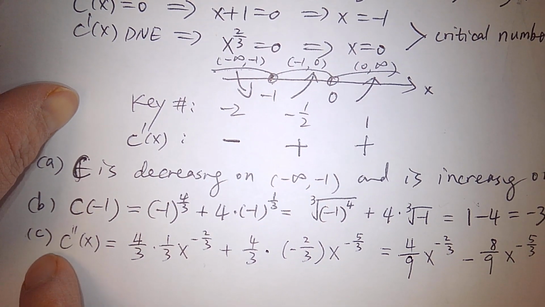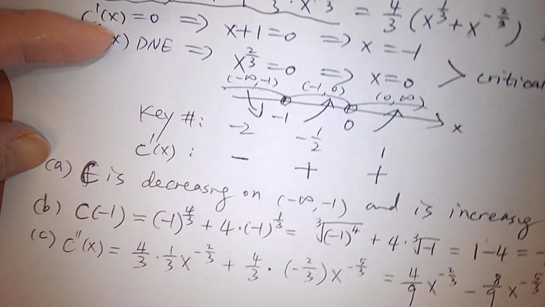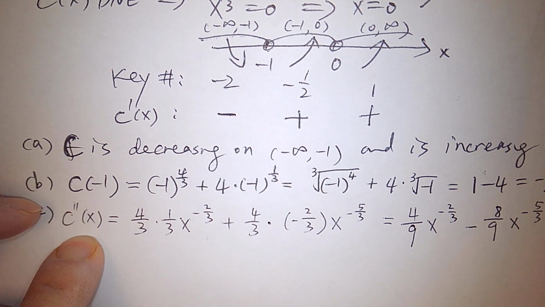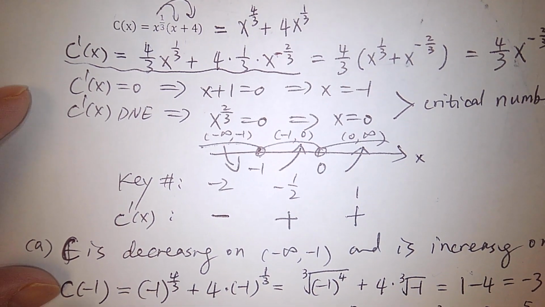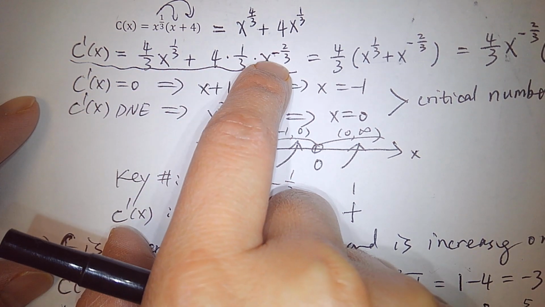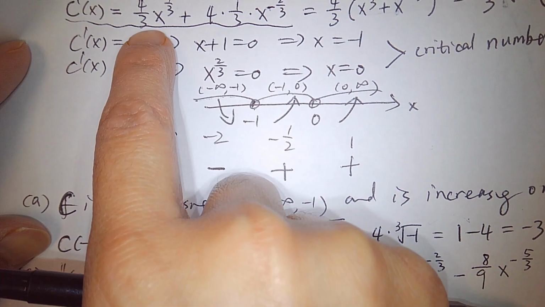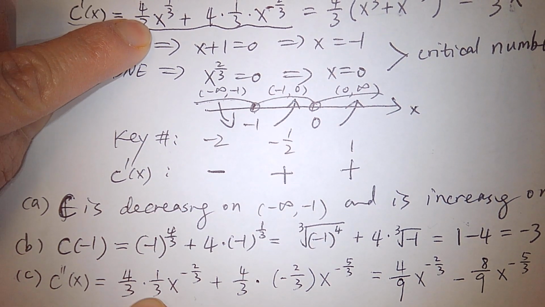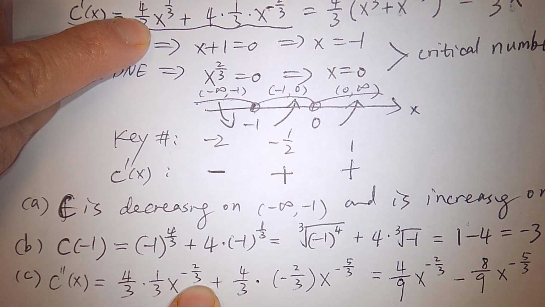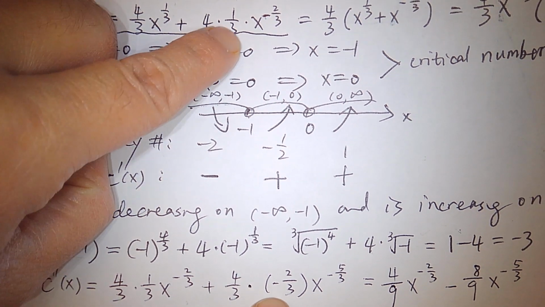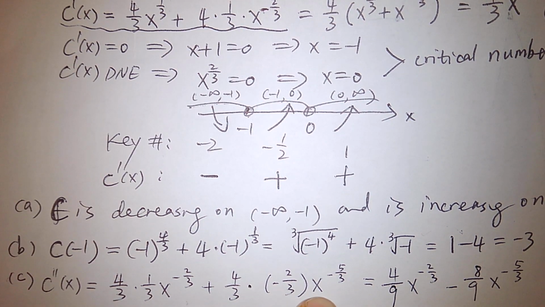And then number C, we're going to find intervals where the function is concave upward or concave down. What should we do? We need to find the second order derivative, C prime prime, okay? So from the C prime equals this, we're going to differentiate so we can get C prime prime, right? So differentiate that, give us what? 4 thirds times by 1 third x to the negative 2 thirds, right? And plus what? 4 thirds times by negative 2 thirds times by x to the what? Negative 5 thirds, by using power rule, right?